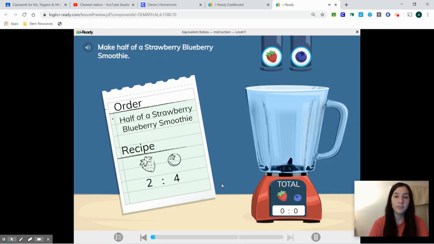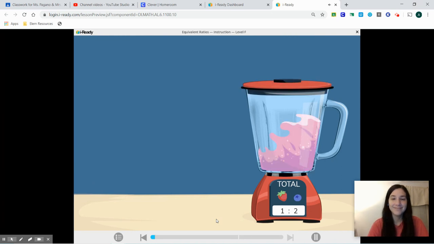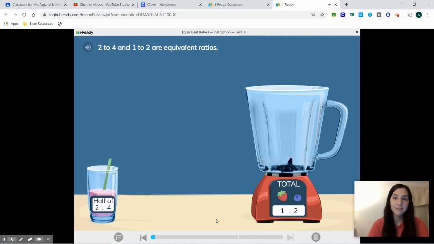Make half of a strawberry blueberry smoothie. Okay, so now we want to cut this recipe in half. So anytime we cut something in half, we know that we're dividing it by 2. So if our normal recipe takes 2 strawberries, we're going to do 2 divided by 2, which is going to give us 1, so 1 strawberry. And we see that we have 4 blueberries, so we're going to cut it in half, divide by 2, and 4 divided by 2 will give us 2 blueberries. Way to go! 2 to 4 and 1 to 2 are equivalent ratios.